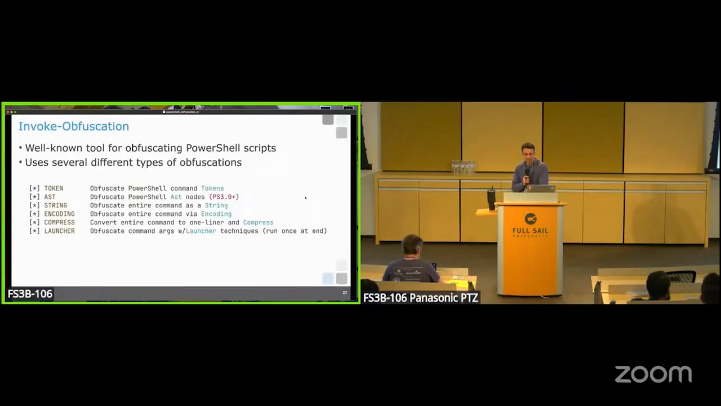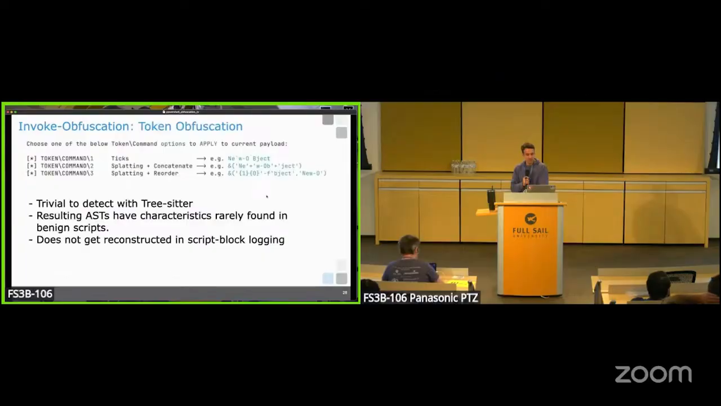So Invoke-Obfuscation uses several different types of obfuscations. For instance, you've got your token obfuscations, AST, string, etc. Token obfuscation is really, really easy to detect with TreeSitter. Like injection of ticks within a command name.